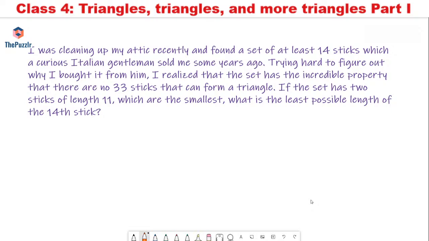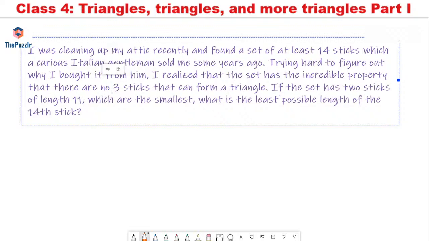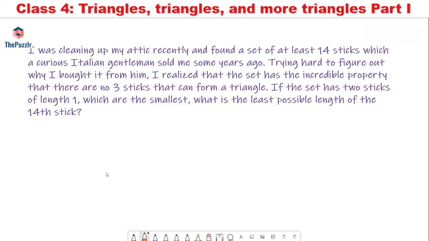I was cleaning up my attic recently and found a set of at least 14 sticks that a curious Italian gentleman sold me some years ago. Trying hard to figure out why I bought it from him, I realized that the set has the incredible property that there are no 3 sticks that can form a triangle. If the set has 2 sticks of length 1, which are the smallest, what is the least possible length of the 14th stick?